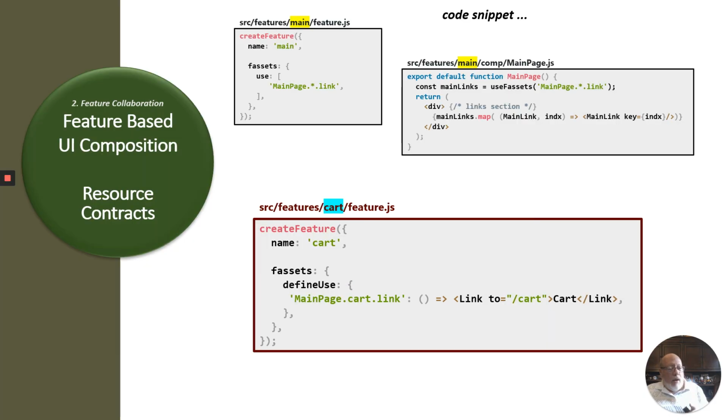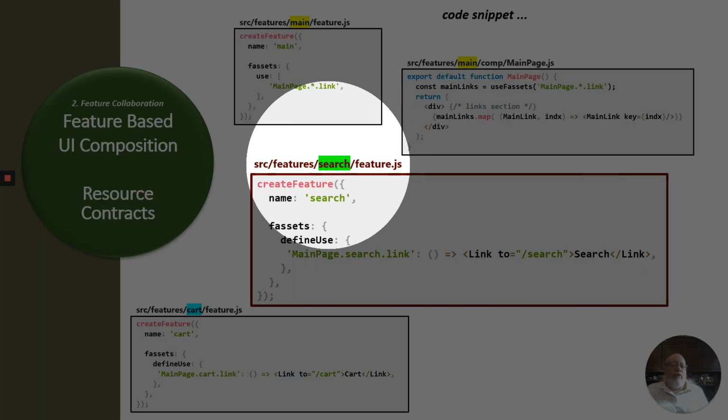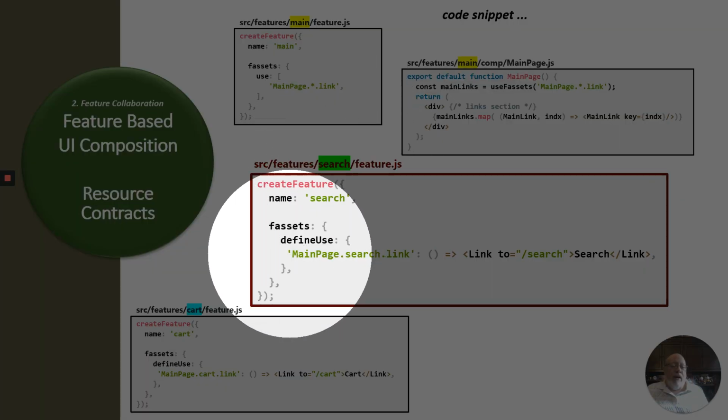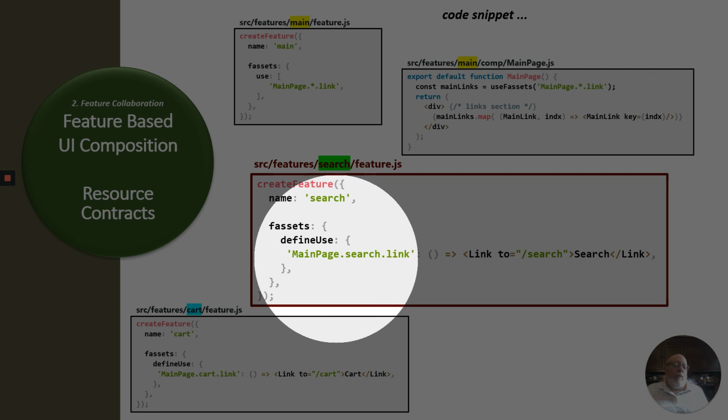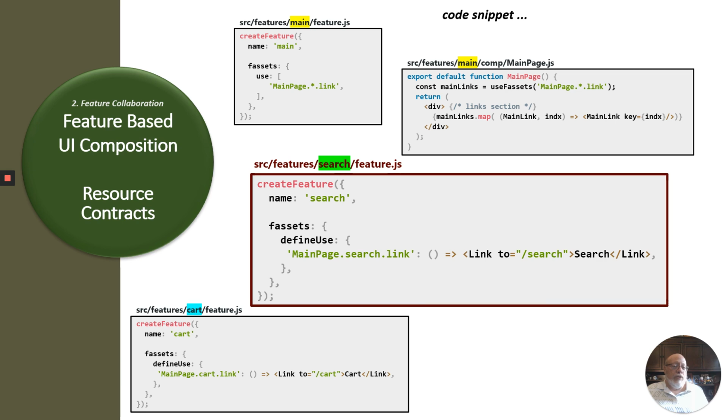Well, again, because wildcards are in use, multiple features can join in on the fun. And so here is yet another feature, the search feature, and it's doing something very similar. It's saying I'm defining under usage contract the main page.search.link with its own component. And so that's going to be pulled into the main page as well because of the usage contract.